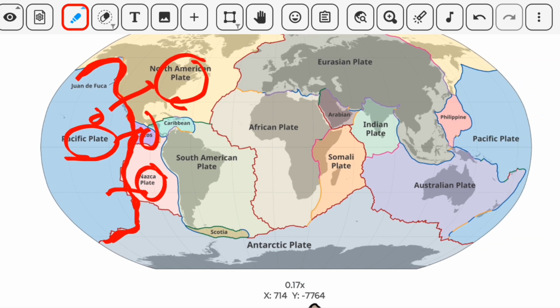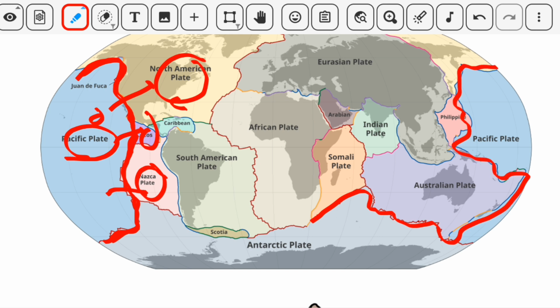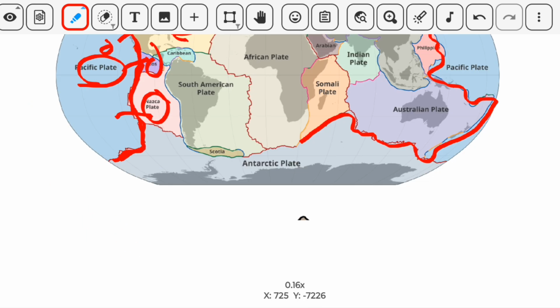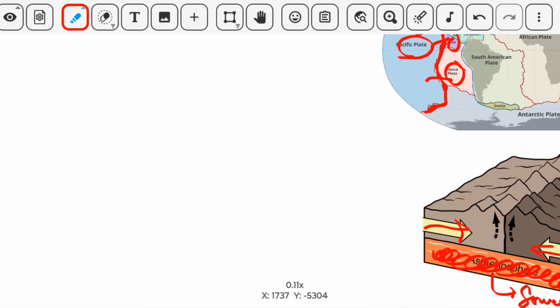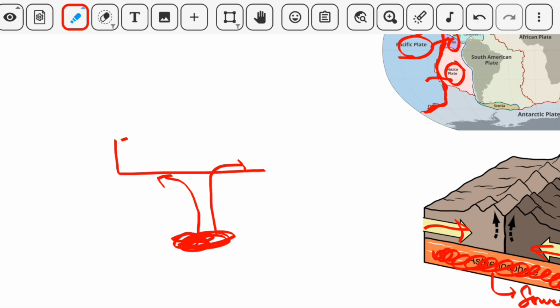And always remember, all plate boundaries are associated with earthquakes, volcanoes and mountains. So this was the story of volcano, explained in the convergent plate boundary. But for a divergent plate boundary, how does it go? Suppose this is the magma chamber, and one direction is here, another direction is here, and they are hitting the ground.